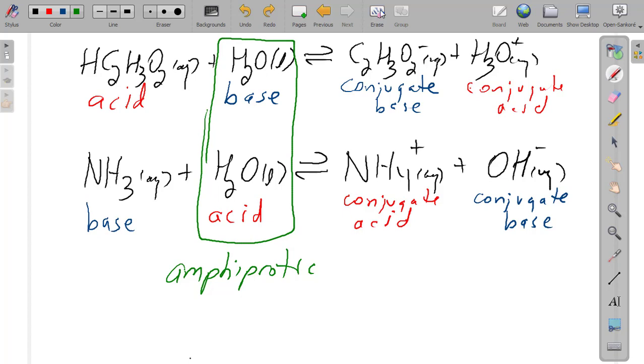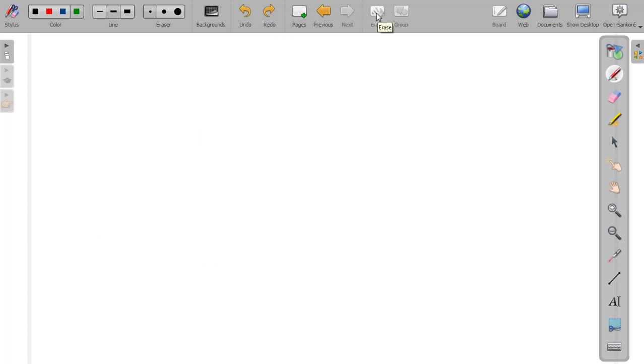Let's look at the next one then. Number 2. For this one, what is the conjugate base of each of the following species? Okay. So, for A, we have HCHO2. This compound is called formic acid. It's the simplest of the organic acids. But what we care about here is, what is the conjugate base?